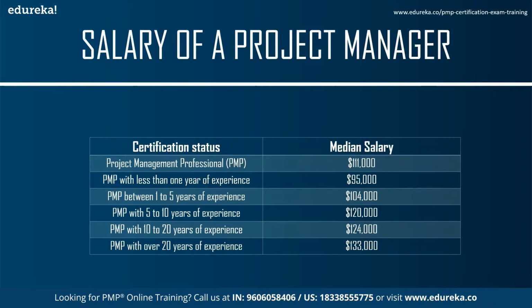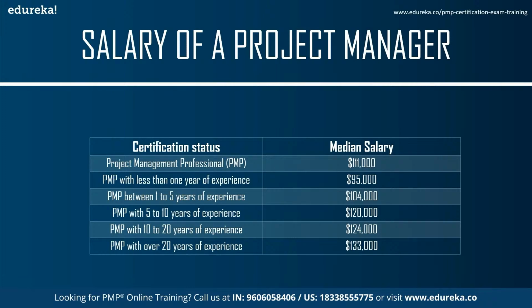As you can see, the Project Management Professional will allow you to completely skill up, and the median salary is about $111,000. PMP with less than 1 year of experience gives you a median salary of about $95,000. PMP between 1 to 5 years of experience gives you around $104,000.